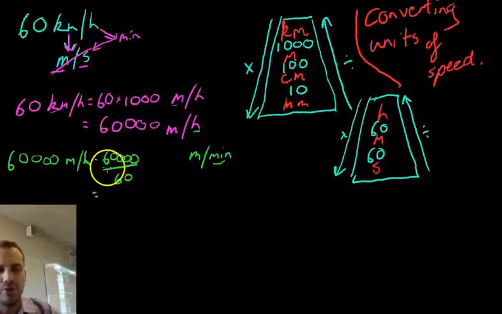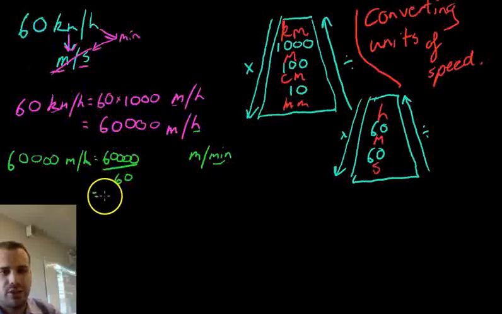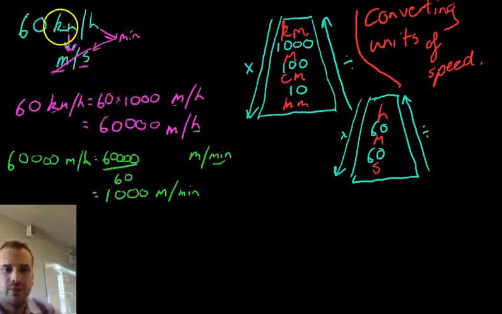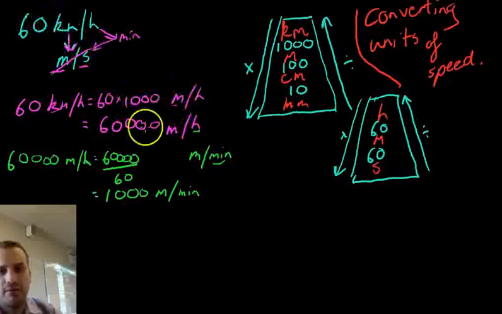Okay, now you should just use your calculator for this. You can do it in your head if you want, but I don't recommend it. Okay, Max the human calculator tells me that that's equal to 1,000 meters per minute. Okay, so we're nearly there. We've gone from kilometers per hour to meters per hour, and then finally to meters per minute. We wanted meters per second, so we're going to need to convert this one more time.